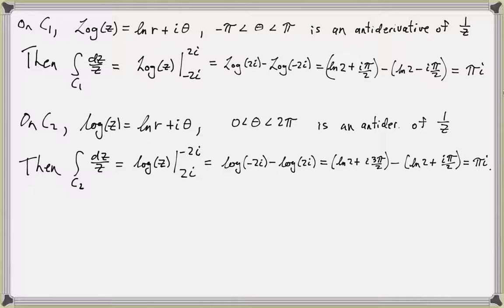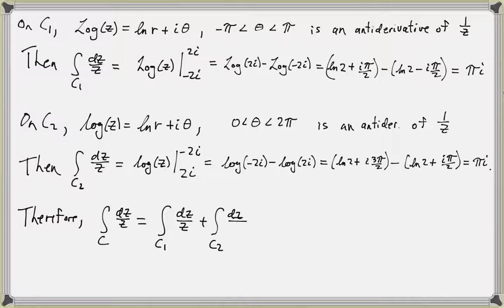So then putting this all together, we have that the integral of 1 over z over the contour C is the integral over C1 plus the integral over C2, and we get pi i plus pi i, which equals 2 pi i.